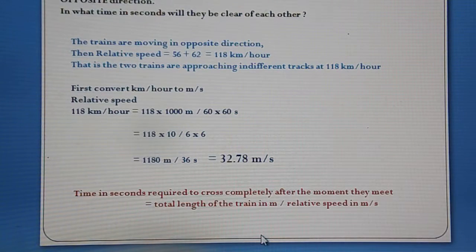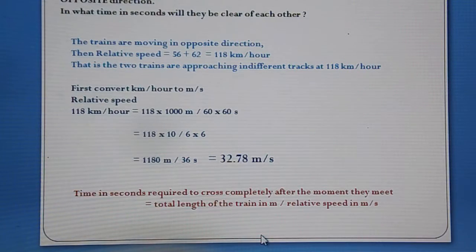So we have to first convert, as before, the kilometer per hour into meter per second. The relative speed is then 118 kilometer per hour is equal to 118 times 1000 meter divided by 1 hour, which is equal to 60 times 60 seconds. On simplifying, we'll get the value as 32.78 meter per second.